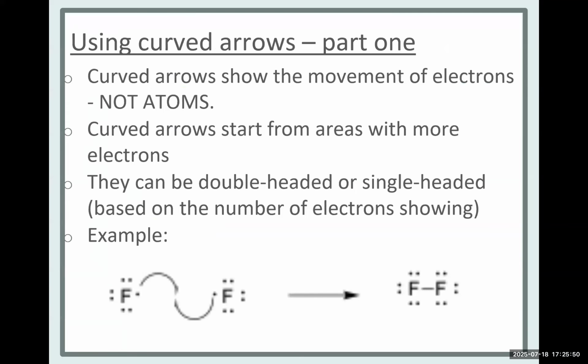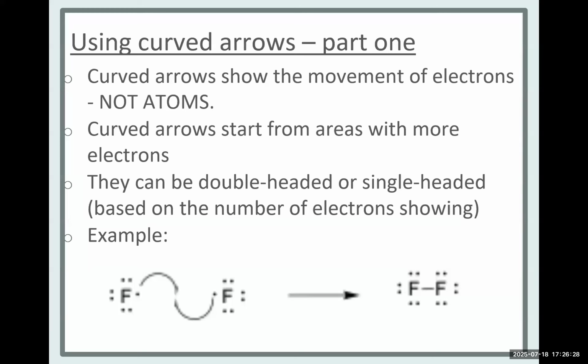So curved arrows show the movement of electrons. They do not show the movement of atoms. They show the movement of electrons, not atoms. They start from areas with more electrons, and they move to areas with less electrons. So they always start at the electron. They can be double-headed, showing the movement of 2 electrons, or single-headed, showing the movement of 1 electron. And you've seen single-barbed arrows before when we do s and p orbitals and we show 2 electrons, each one with an arrow pointed one way or the other.